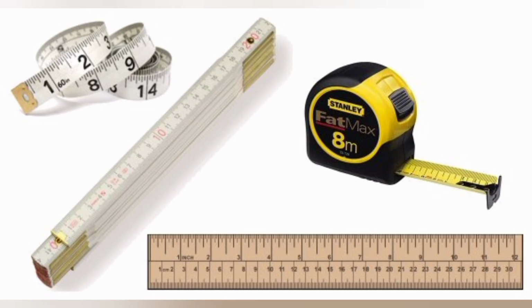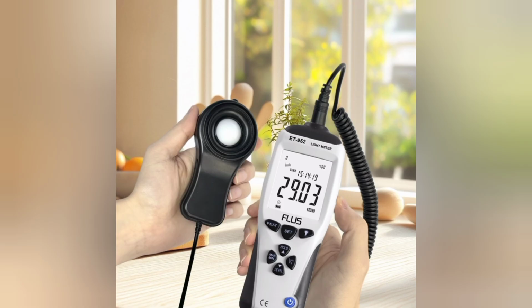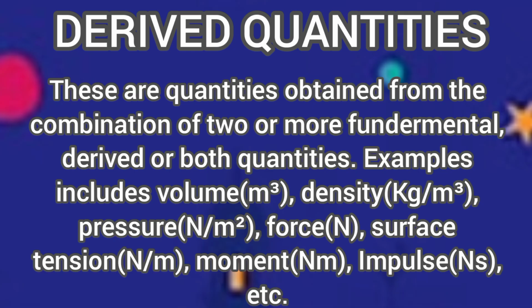Length can be measured depending on the length of what you are measuring. We can use a tape rule, a steel rule, or a measuring tape. When we talk of luminous intensity, it can also be measured directly using the luminous intensity meter, or what we call a lux meter. Now let's talk about derived quantities.